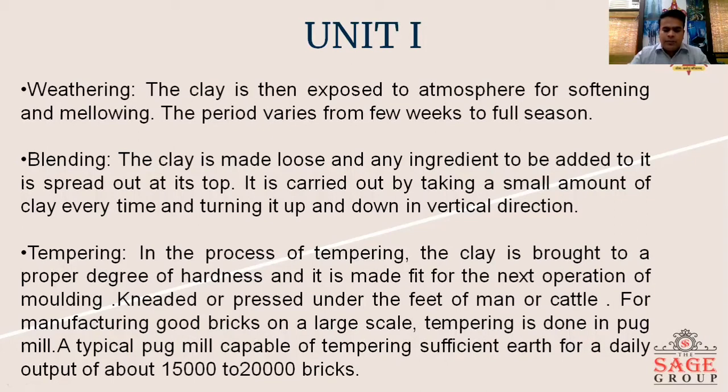A pug mill is a machine in which all the prepared soil is mixed thoroughly from top to bottom in the vertical direction. A typical pug mill is capable of tempering sufficient earth for a daily output of 15,000 to 20,000 bricks. That means a pug mill can manufacture 15,000 to 20,000 bricks at a time.